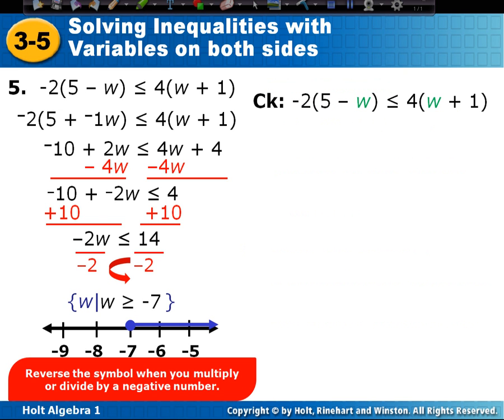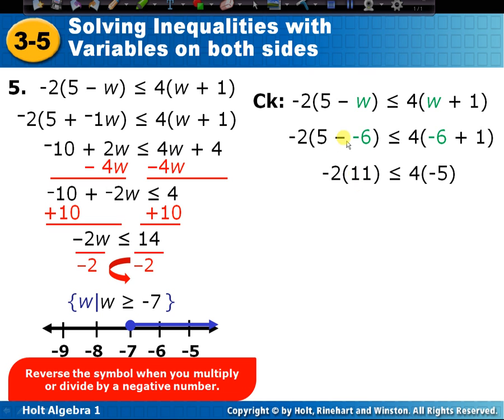Then we're going to check, and again I'm going to check with the number in the shaded region. Go back to my original inequality. And instead of w, I'm going to plug in negative 6. Now be careful with your check right here because this minus and negative 6 right here, the minus and negative is going to turn into a positive or plus right here. So that ends up being 5 plus 6, which is 11 right here, so be careful with that. The two negatives make a positive. And then here, negative 6 plus 1 gives me negative 5. Then I'm going to multiply and get negative 22 is less than or equal to negative 20, which is a true statement. So make sure that you solved, set, graphed, and checked before you move on.